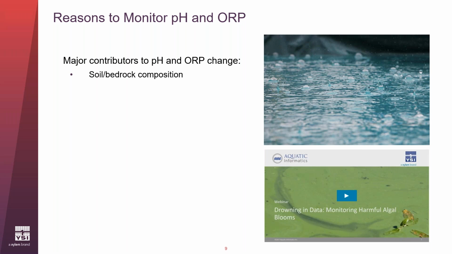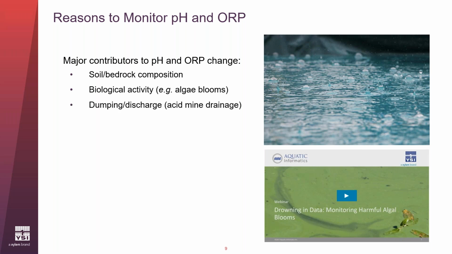Soil and bedrock composition is something that you can change. Some dissolve more than others. Organic growth or biological activity, plants and animals present in the ecosystem. It'll help you monitor dumping and discharge, such as acid mine drainage or reclaimed wastewater. It'll also help you track acid rain from runoff or gases dissolved in the atmosphere. So those are some reasons why we should monitor pH and ORP.